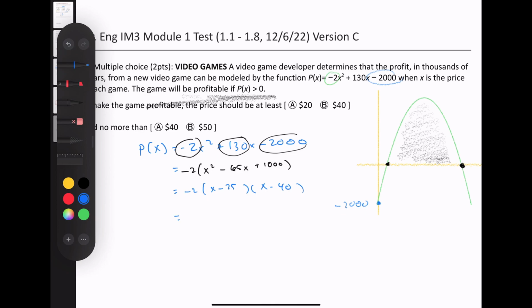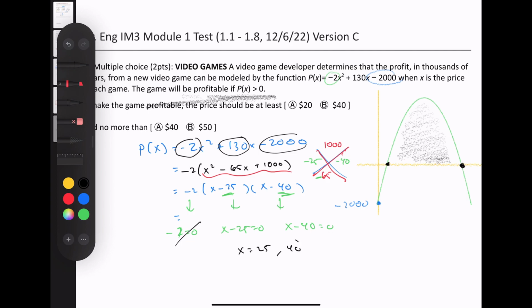And if you set that equal to 0, again, how did I get that? Let's use red. A times C is 1,000. My B value is 65. And then my two numbers are, that should be negative 25 and negative 40. And so if you set each of these equal to 0, you're going to get negative 2 cannot equal 0. Add 25, and you'll get these two values.